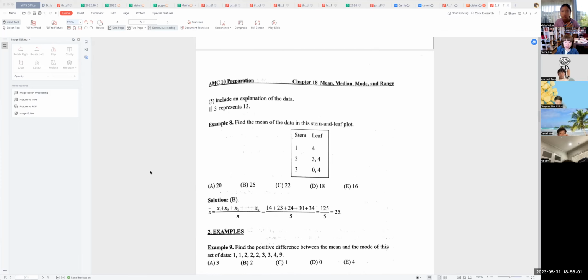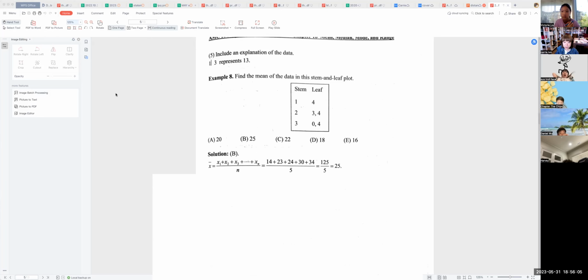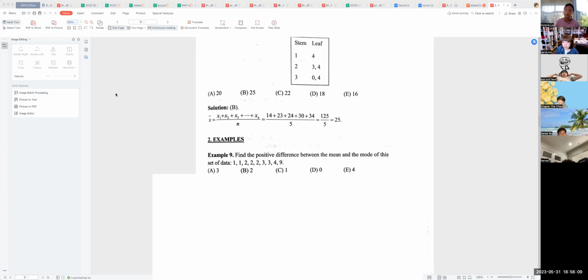Okay, so everybody, we're going to have some examples, one by one, okay? The questions could be pretty easy, but everybody, I want to make sure you get it right. Okay, so find the positive difference between the mean and the mode of the set of data. Everybody check the answer and tell me the answer. Number 9.